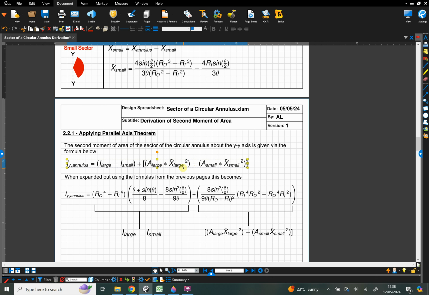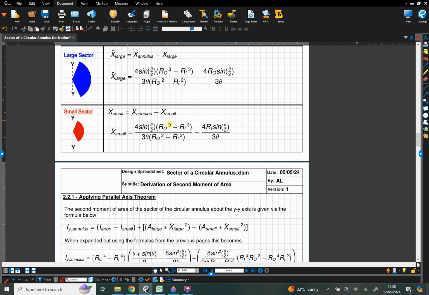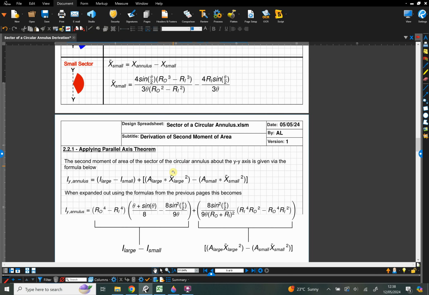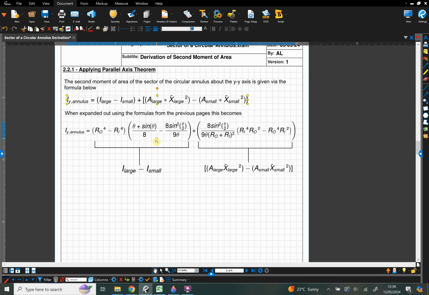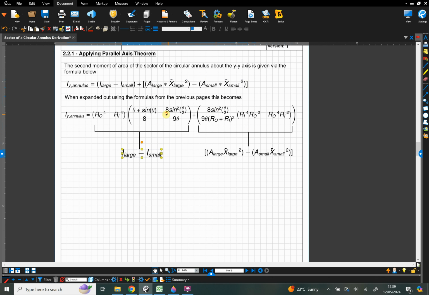Okay, so we have this parallel axis theorem formula, and again I've just substituted the formulas from the table above, which are written in expanded form. I've substituted all the things in the table above into this formula, and then I've expanded it out and simplified it to make life easy for people that want to use these formulas in their own work. So this horrible looking formula down the bottom is basically a simplified version of this one up here when you've put all the expanded forms into it. And I've shown you which parts of the formula are which. So this first part of the formula, that's the I large minus the I small, and then this second part is the lever arm distances part of the formula.